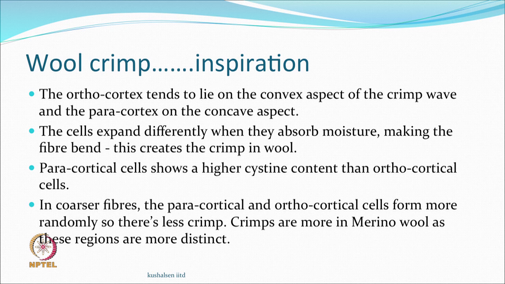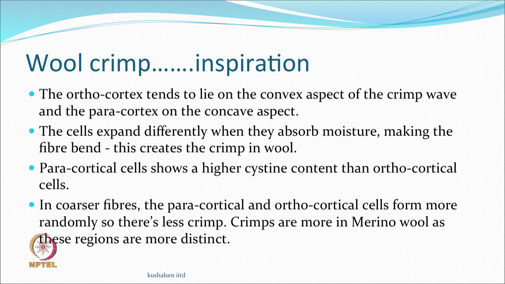For example, the wool found in India generally has less crimps. The merino has more crimps, and these two regions are very nicely defined, they are distinct in merino wool compared to the other wool, where not only their difference may be less, but they are also randomly there, somewhere on this side, somewhere on the other side. But in the fine wool, they are quite nicely defined, almost 50% of the cross section is one of them, the other 50% is the other, and therefore, crimps also become more.